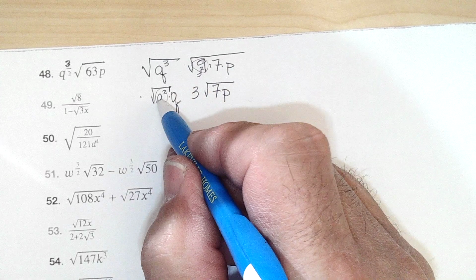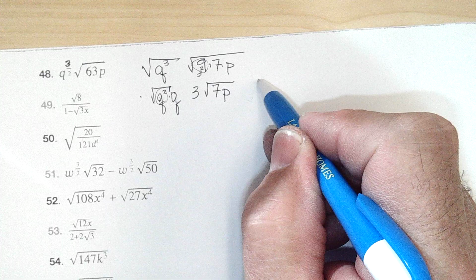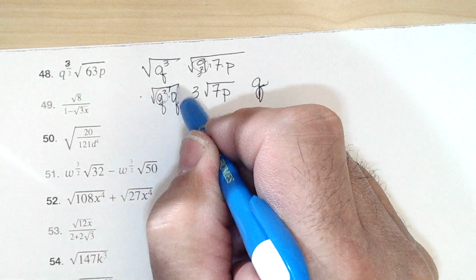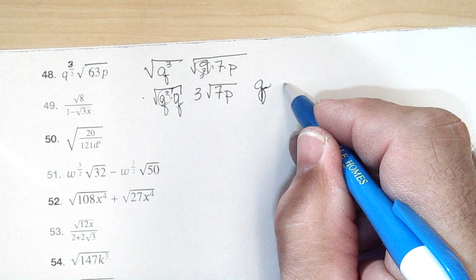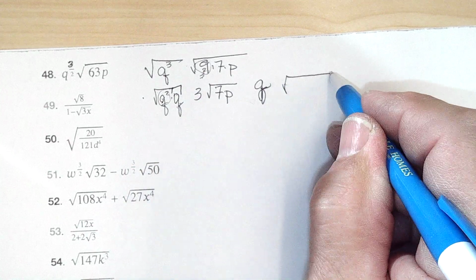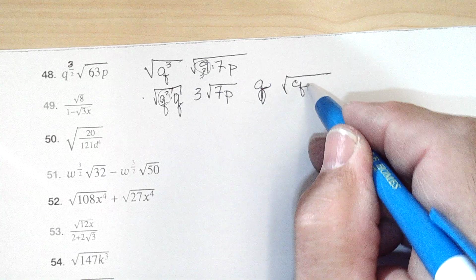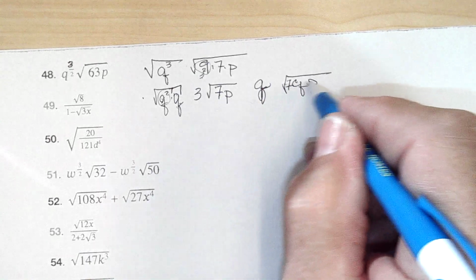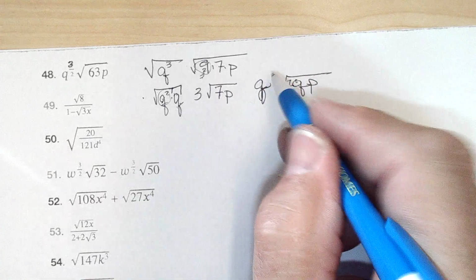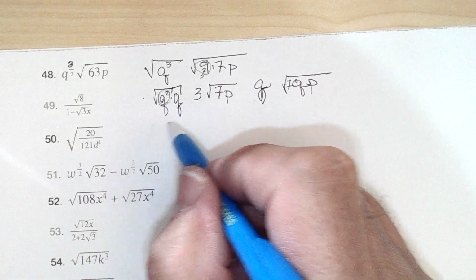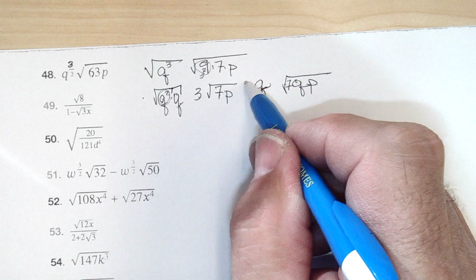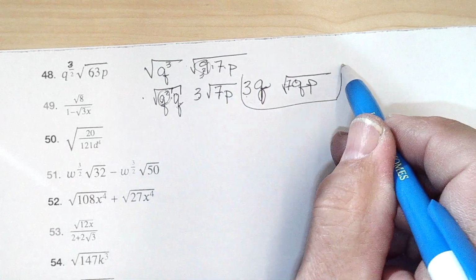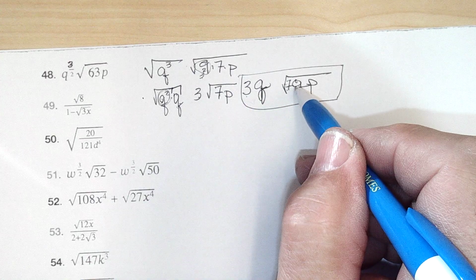And so I get q and a q left inside, a 7 left inside, and a p left inside, and I can write those in any order. I get a q that comes out and a 3 that comes out. So I could write 3q times the square root of 7qp.